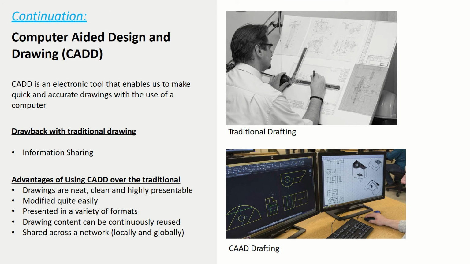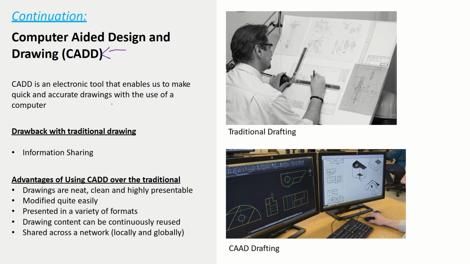Okay? So one of the few things that we're going to look at is you need to understand not AutoCAD, because AutoCAD is a version of CAD, right? So what is CAD? This right here. CAD is computer-aided design drawing. AutoCAD is a software that produces computer-aided design drawings, basically. CAD is an electronic tool that enables us to make quick and accurate drawings with the use of a computer.